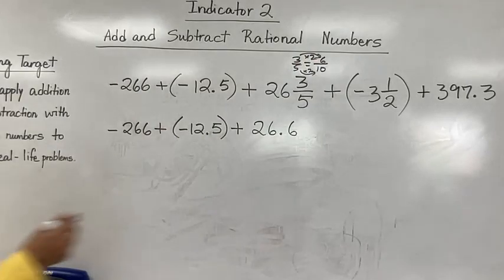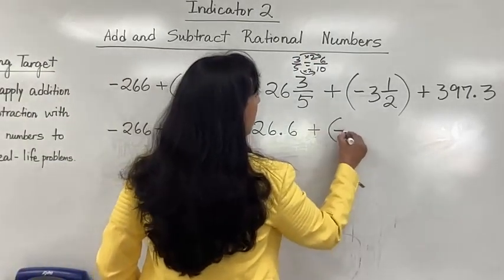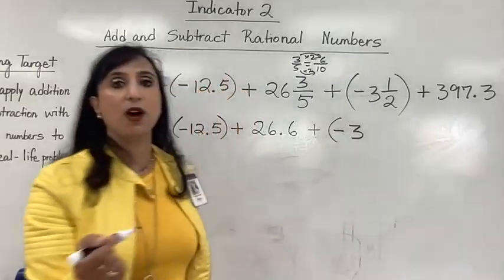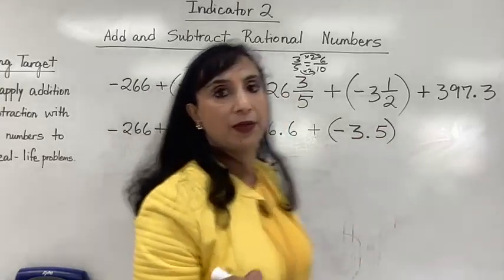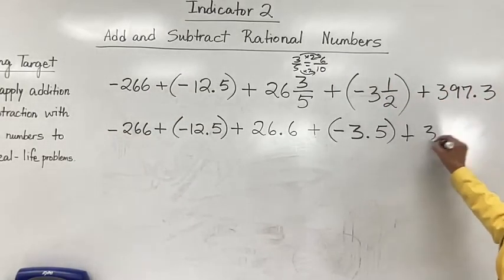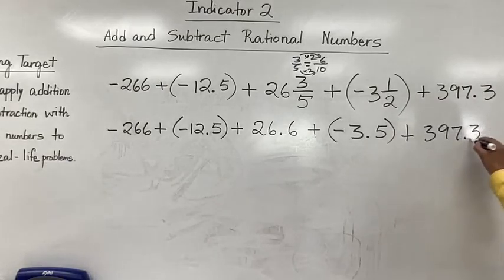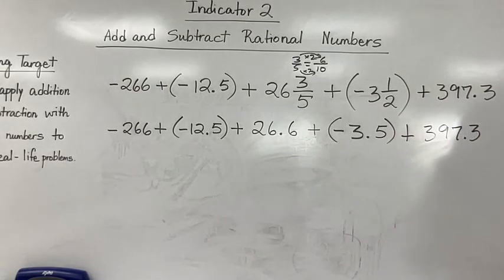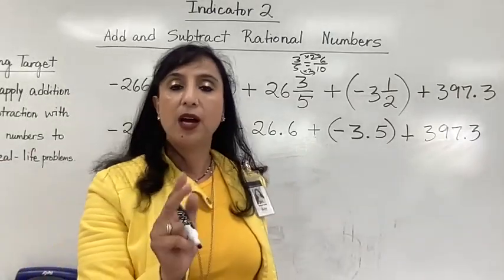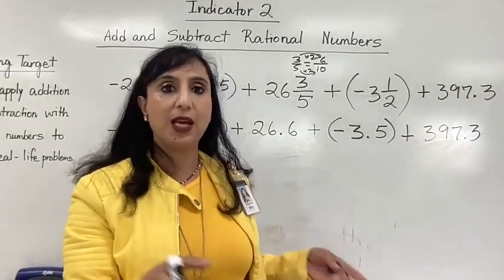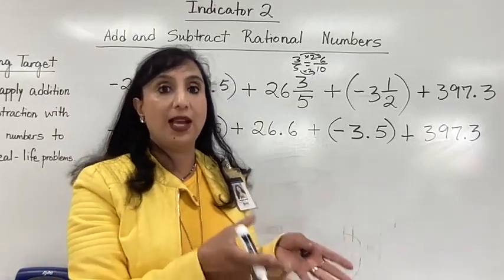Plus negative 3 and 1/2 is what? 5/10, right? So here we go. And we have plus 397 and 3/10. So now I have put them all into the same format. I've written all the fractions as decimals. And now I am going to use the commutative property, in which I am moving numbers to and fro, in order to group the like terms or the like signs together. Okay, this is what I mean.